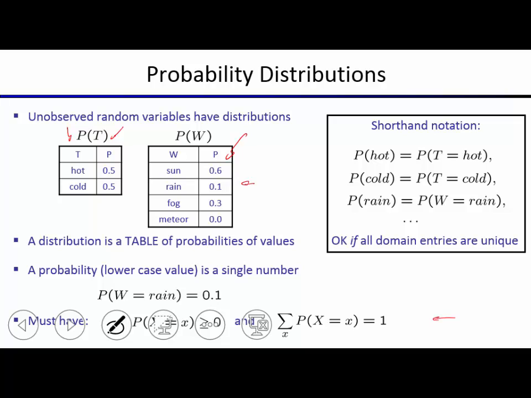Some notation. The full notation would be this: probability of temperature equal hot. A shorthand that we use quite often would be P hot. What that means here is that this thing on the left is really the same as the thing on the right. Whenever the domains of the random variables are such that they don't share any values, the thing on the left is unambiguous and you can use it. Now, if all your domains are true, false, and you write P true, then it doesn't make sense. But in this case, if there is no repeat values in domains, you can use this kind of shorthand.